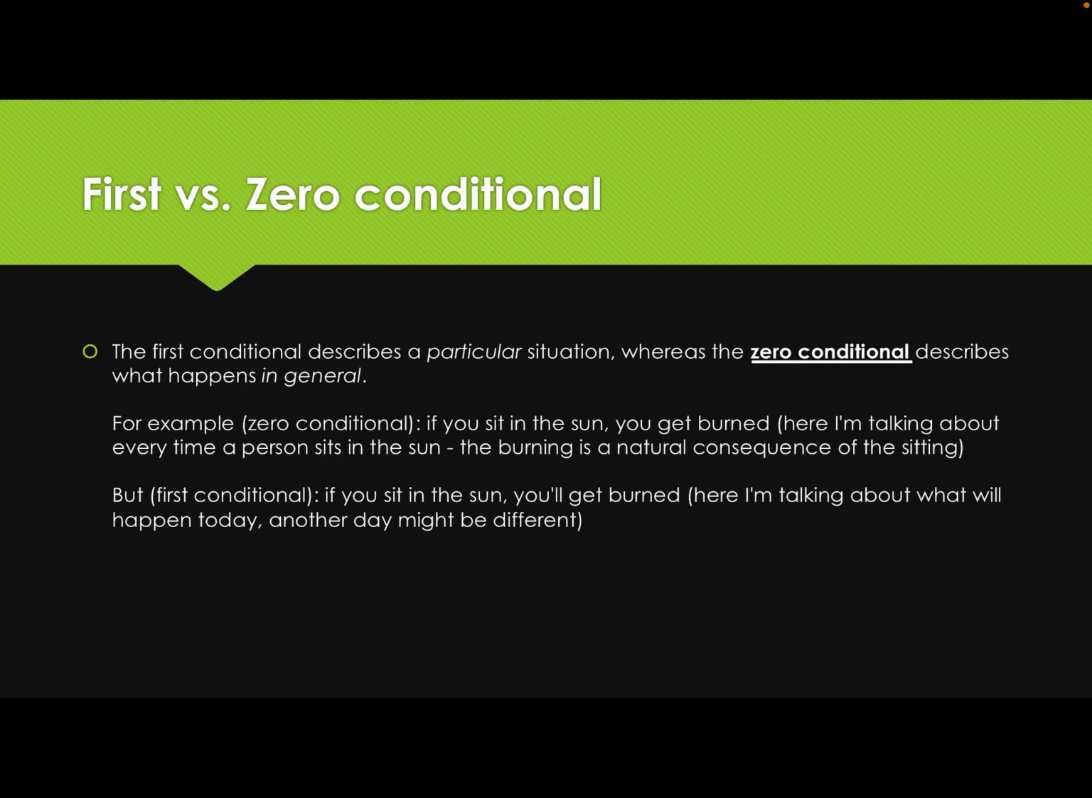Now we will be comparing the first and the zero conditional. The first conditional describes a particular situation, whereas the zero conditional describes what happens in general. For example, in the zero conditional, if you sit in the sun, you get burned. We are talking about every time a person sits in the sun, the burning is a natural consequence of the sitting. But in the first conditional, if you sit in the sun, you'll get burned. We're talking about what will happen today. Another day might be different.